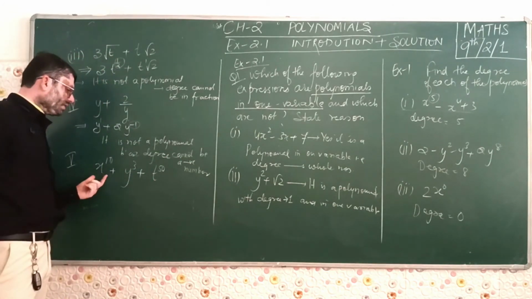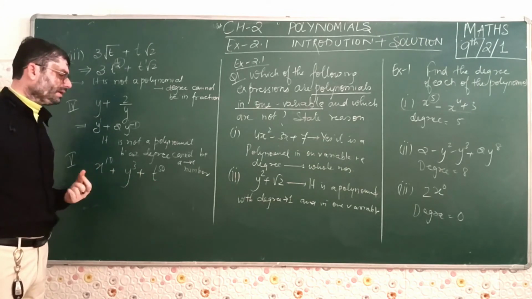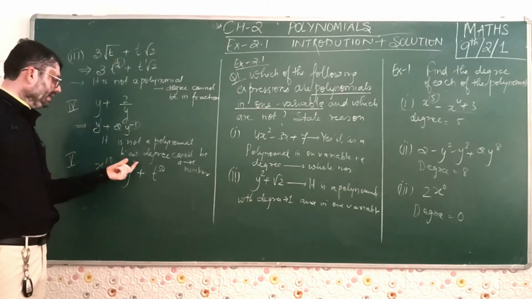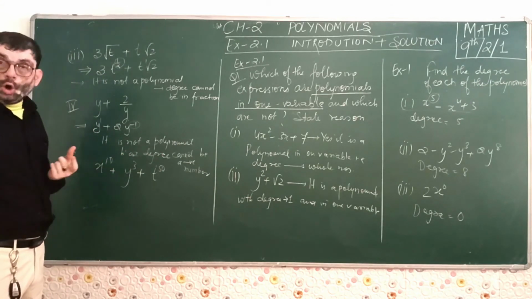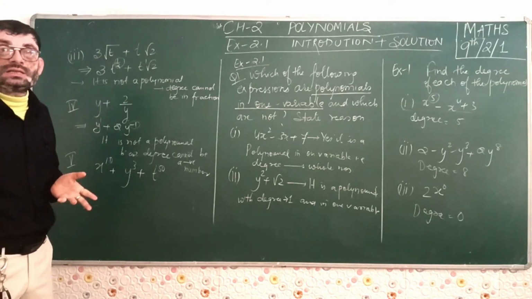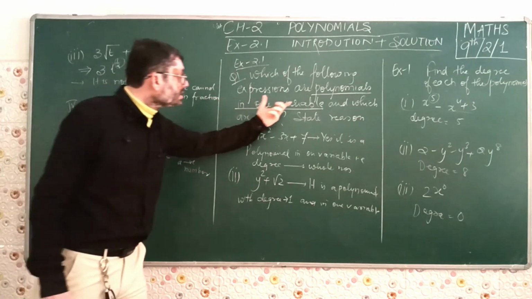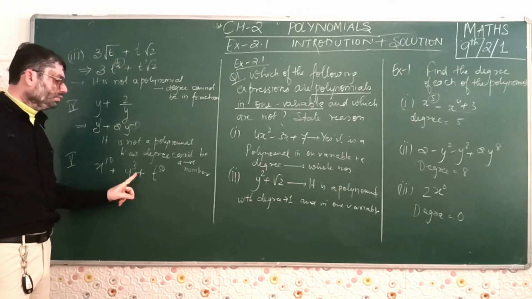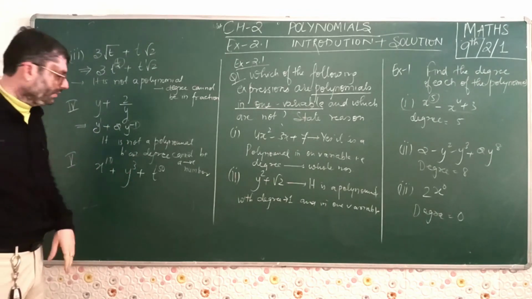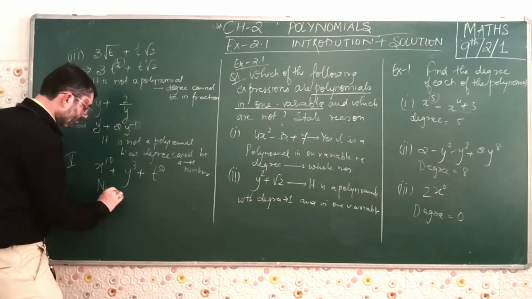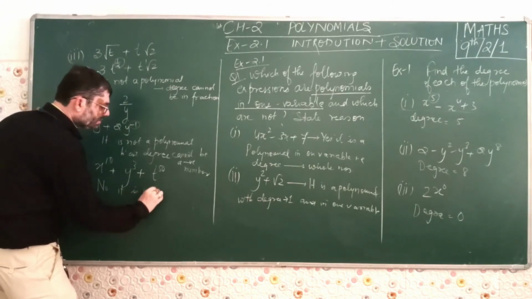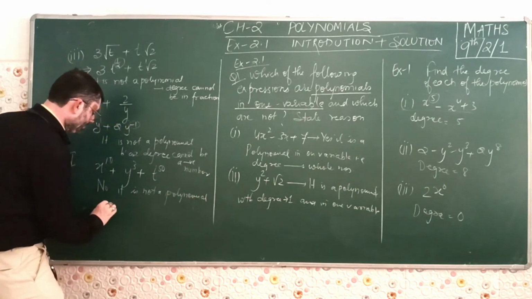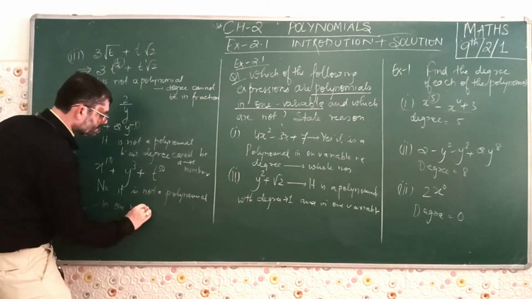Now the next one: x to the power 10 plus y to the power 3 plus t to the power 50. All the degrees are whole numbers: 10, 3, 50. It is a polynomial because all degrees are whole numbers. But what are we asked? We are asked for polynomials in one variable. Here there are 3 variables, 1, 2 and 3: x, y and t. So we can say no, it is not a polynomial in one variable because there are 3 variables.